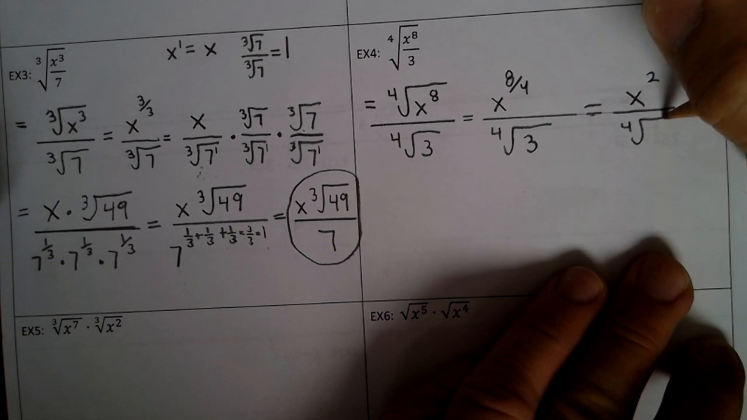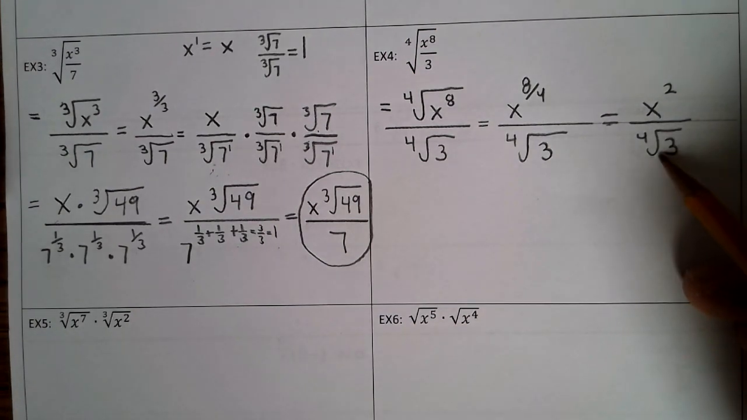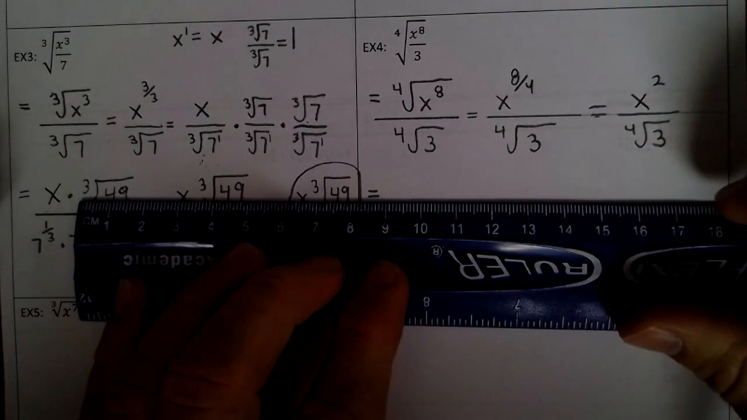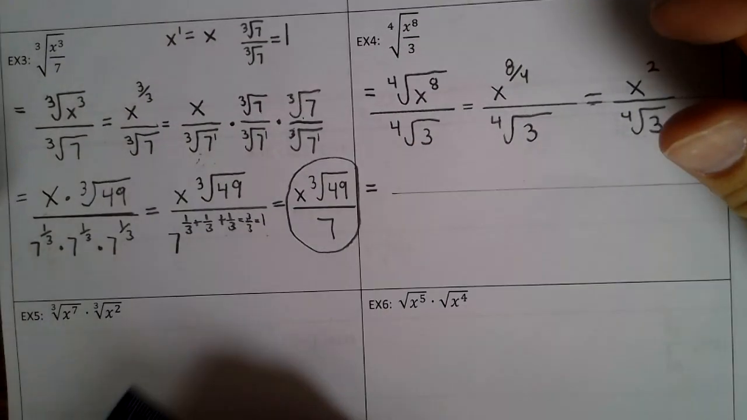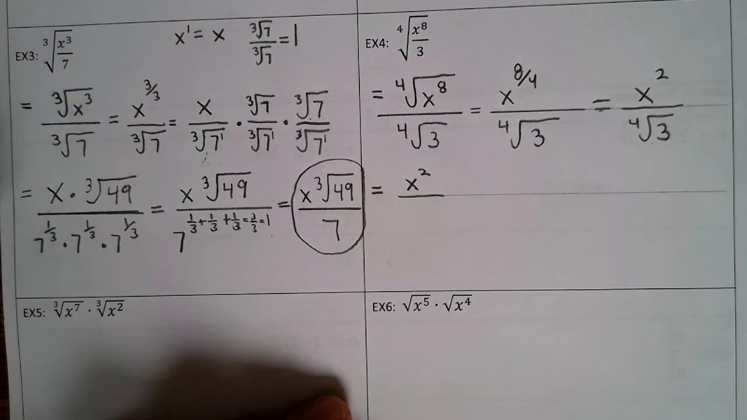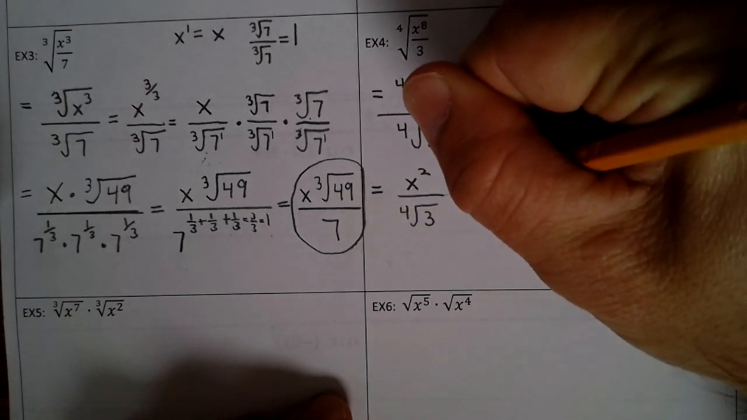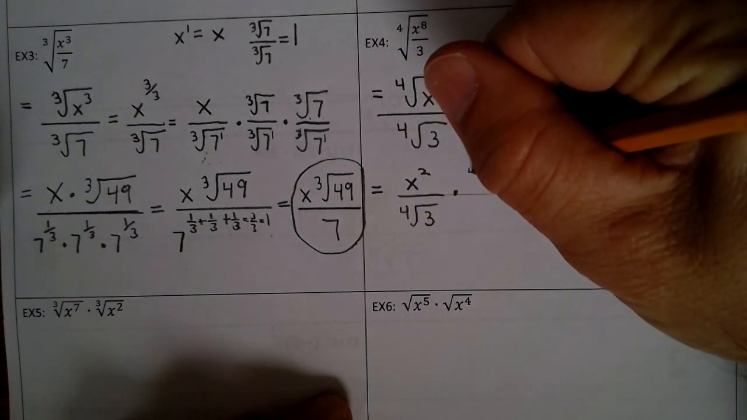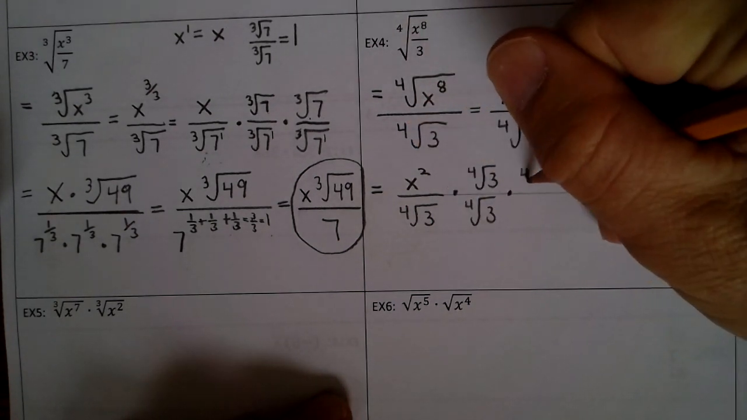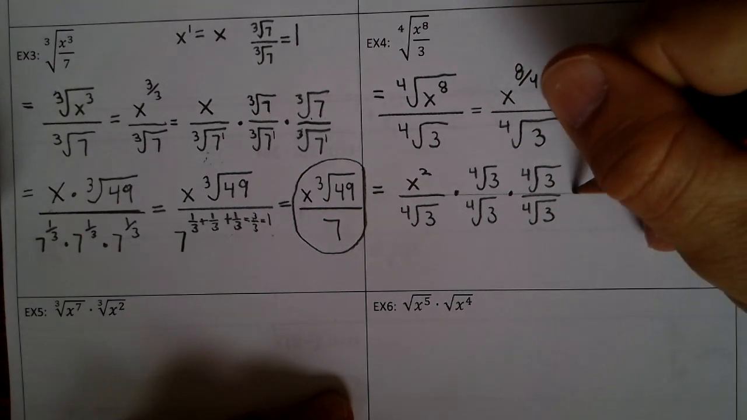Now, again, you can't leave the radical in the denominator, so we have to do what we did in example 3. So this equals x squared divided by the 4th root of 3. Now we need to multiply this times the 4th root of 3 divided by the 4th root of 3, times the 4th root of 3 divided by the 4th root of 3, times the 4th root of 3 divided by the 4th root of 3.